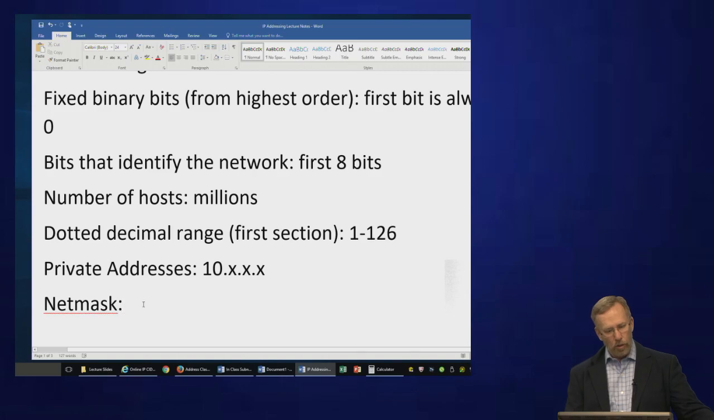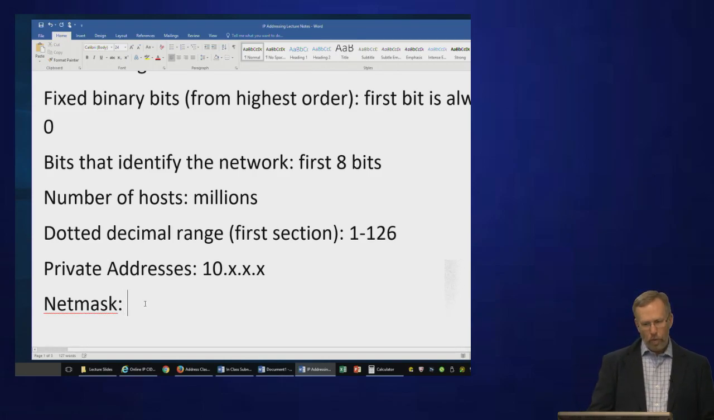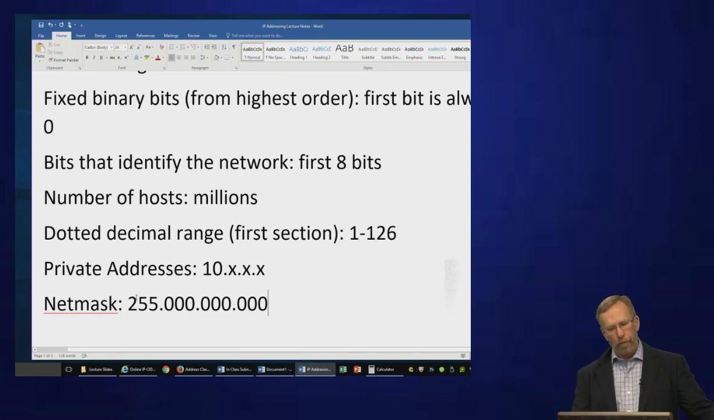The net mask for a Class A network, if we do it in dotted decimal format, looks like that. 255 in the first section, meaning all ones if we break it down into binary, and everything else is zeros. I'm not going to break it down into binary because it's pretty easy to do that. So those are some characteristics of Class A networks.